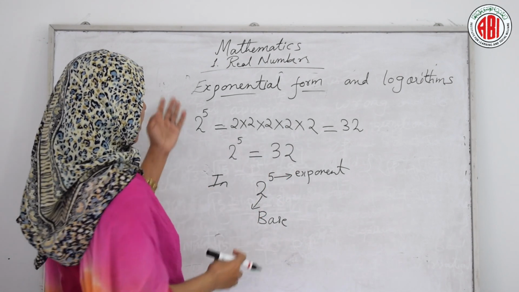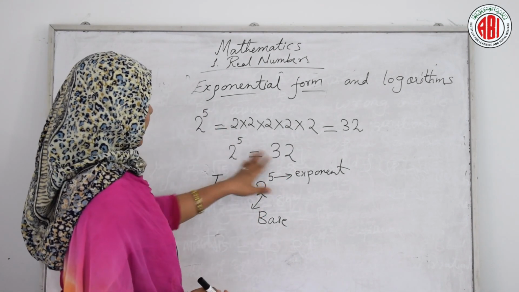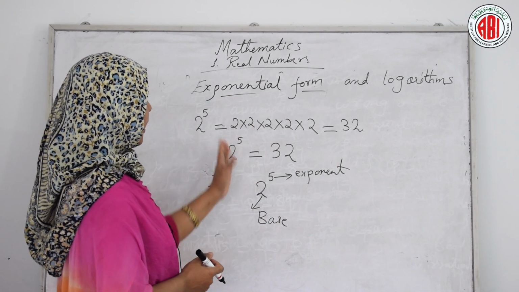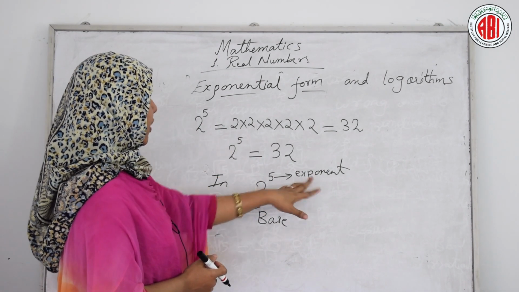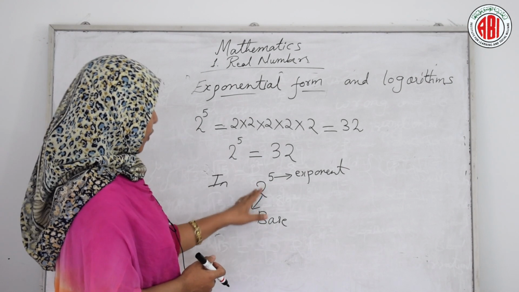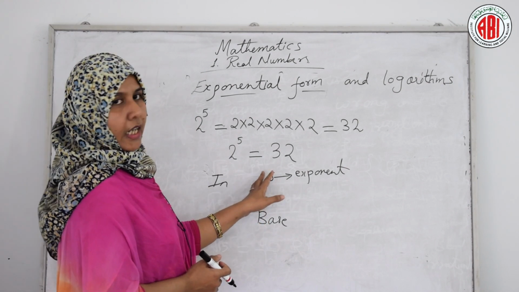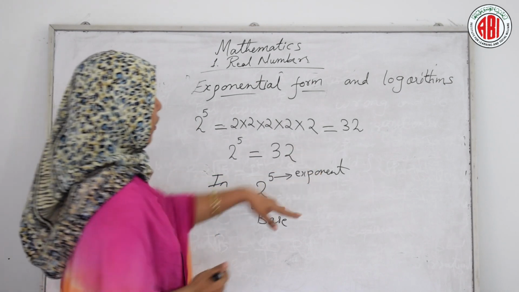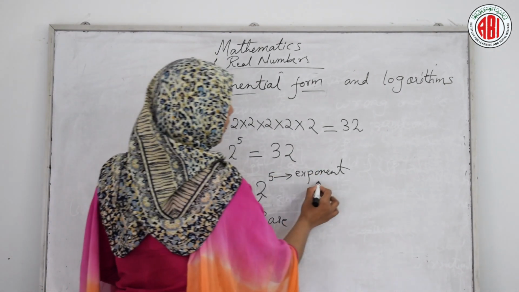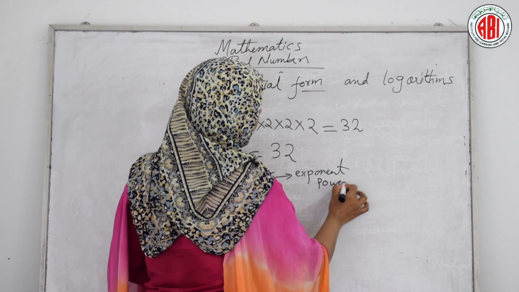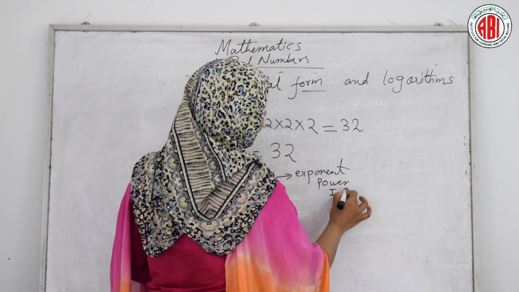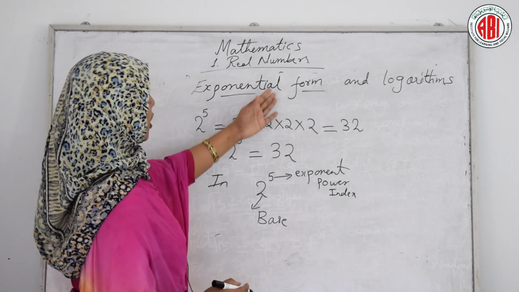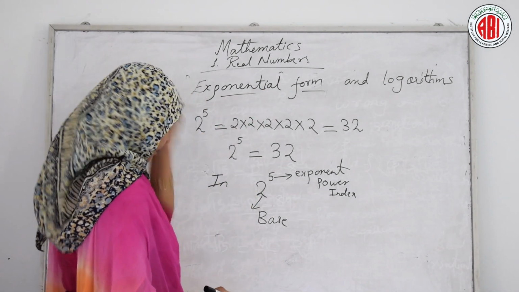But what we are doing here? This 32 we are writing in the form of an exponent, that is 2 to the power 5. 2 is the base and 5 is the exponent. It is also called power or index. That's why we will say this is an exponential form, 2 to the power 5.